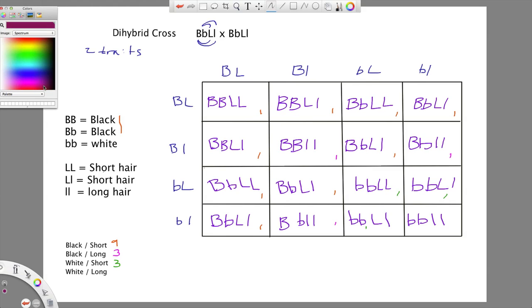And then last, we could do white and long. Here white is two lowercase b's, and long is recessive, two lowercase l's, and that's the last box down here. And so we end up with a 9 to 3 to 3 to 1 ratio, a phenotypic ratio. That's how we do a dihybrid cross with these parents, and that's how we find the phenotypic ratio.